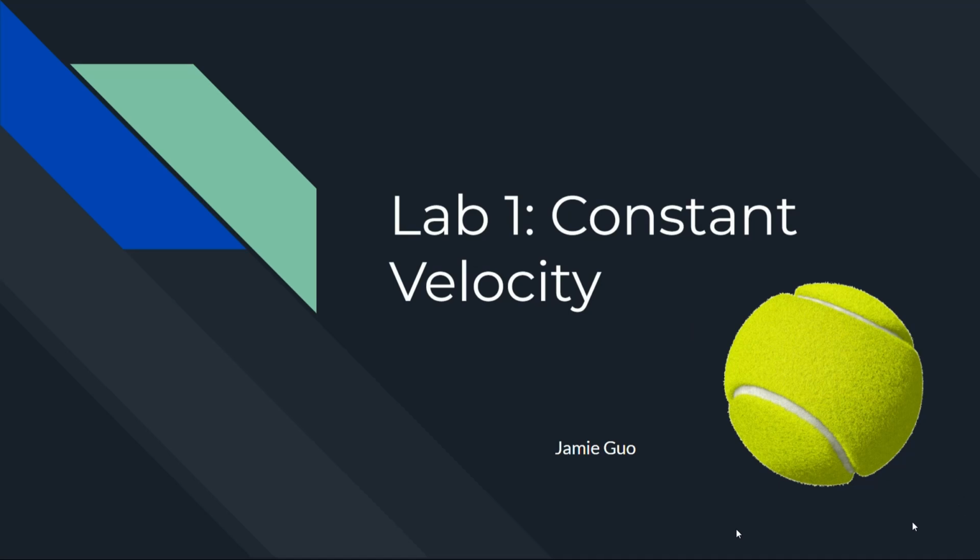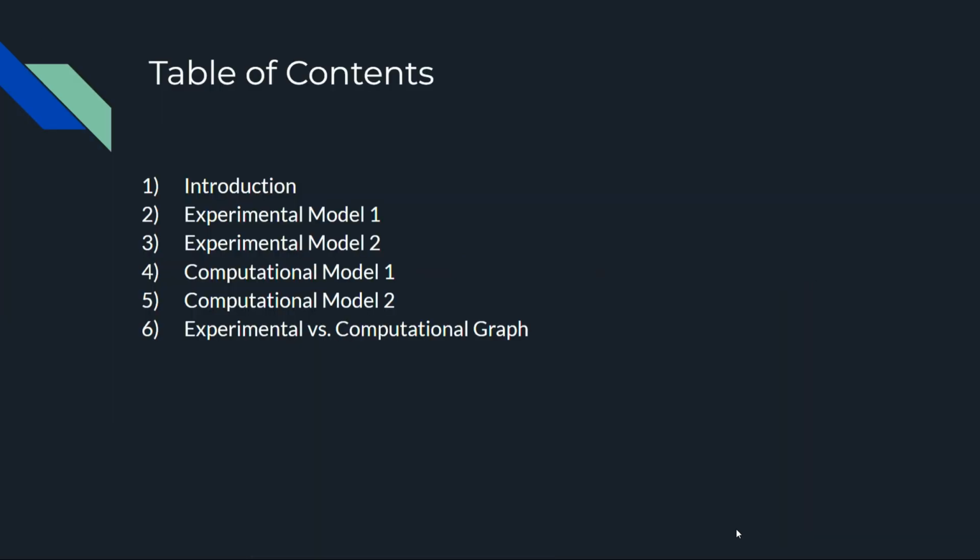Hi, my name is Jamie Guo, and this is my video lab report for Physics 2211. In this lab, I will be examining the constant velocity motion of a rolling tennis ball. This presentation begins with a short introduction and then talks about the experimental model. I will then go into details about the computational model and finish off with a graph comparing the two.